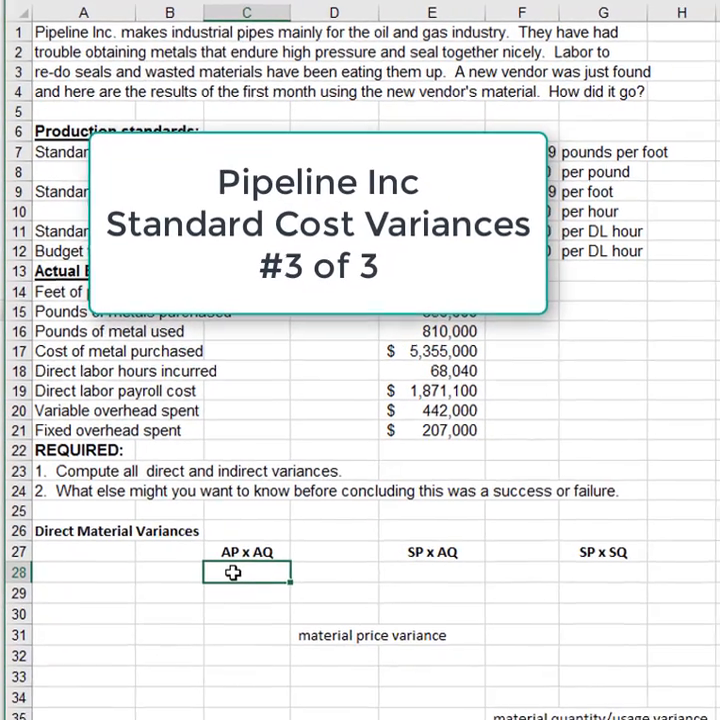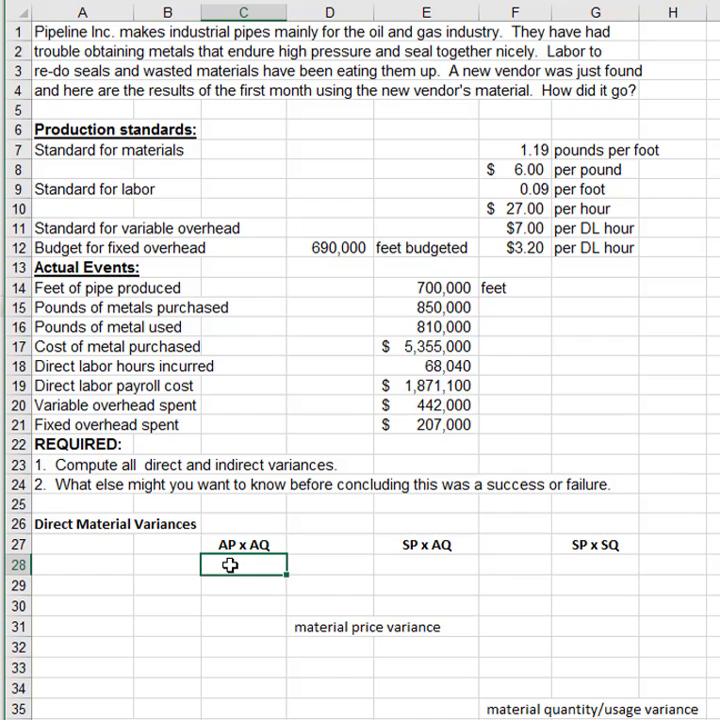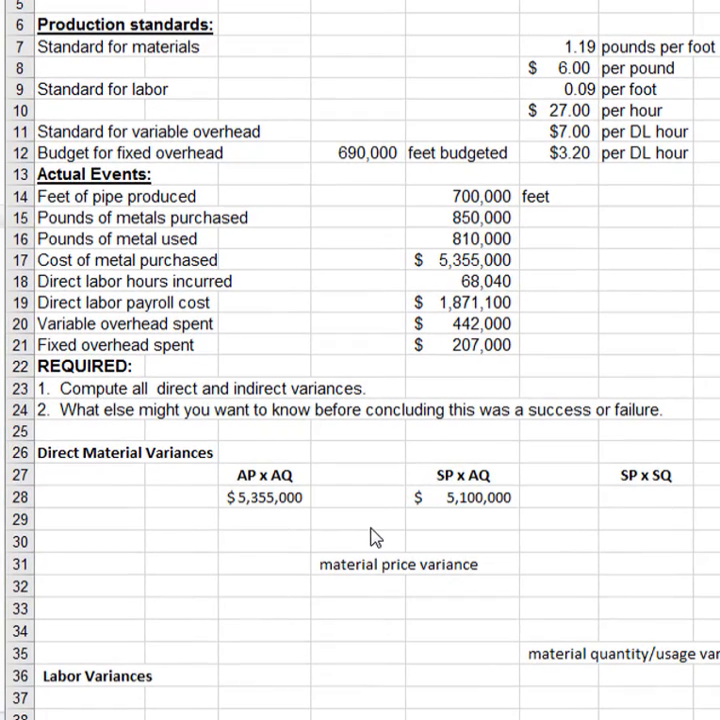So for the material price variance, we want the actual price times the actual quantity purchased. In this case, we don't have to multiply it out because it's already been multiplied out. Then for the middle term, we want the standard price times the actual quantity. So they actually purchased 850 and they should have paid $6 a pound. Then the absolute value of the difference is the variance, and in this case it's unfavorable.